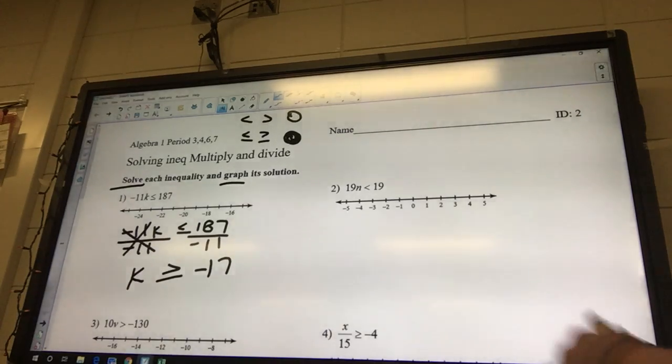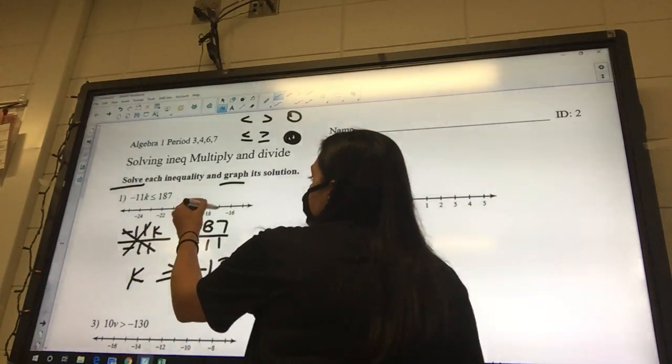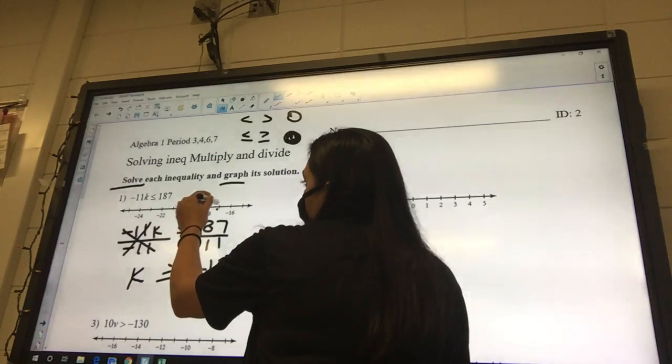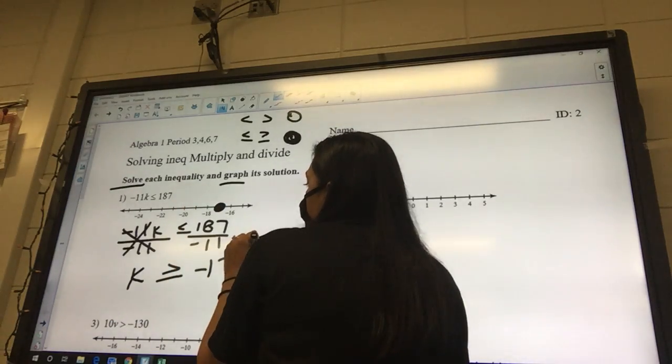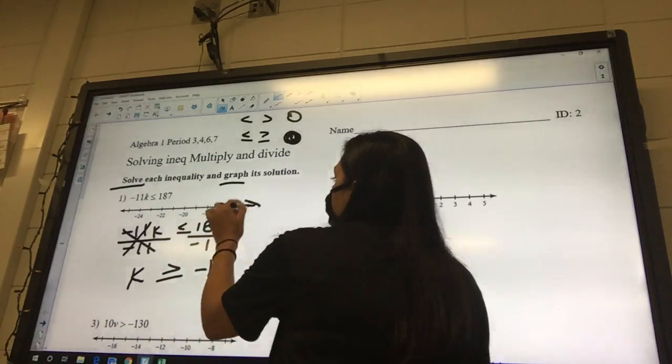Okay, so we go to our 17, and should it be open or closed? Closed, and which way should it be going? To the right. To the right.